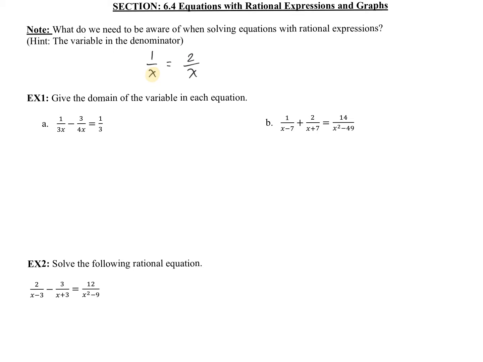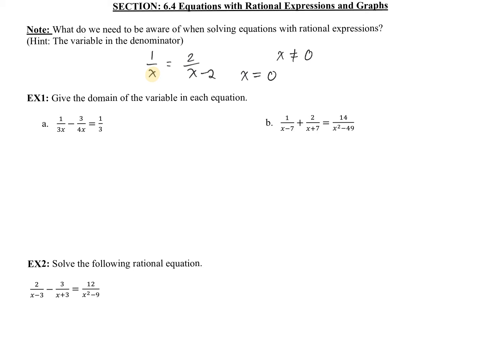Well, with a variable in the bottom, what can x not equal? X can never equal 0, right? So we have to be careful. We have to find the values that would not work. And sometimes what will happen is your only solution might make your denominator 0.